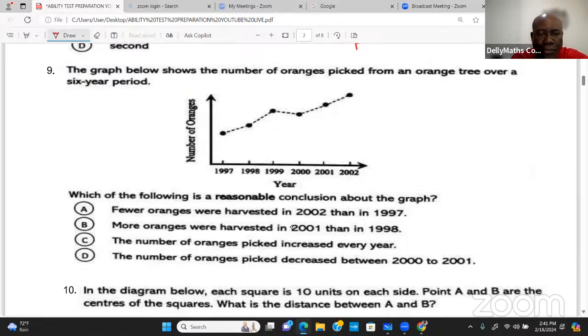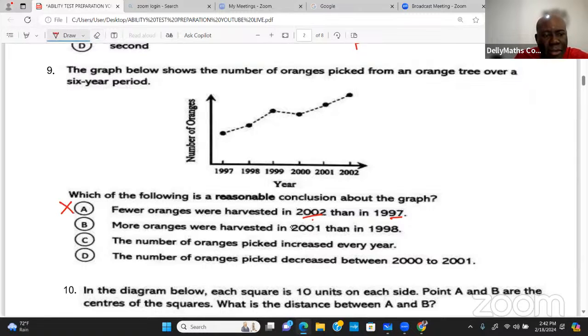So let us see what the question is about. It says, which of the following is a reasonable conclusion about the graph? Reasonable conclusion. So which one of these scenarios seems like it makes sense? A says fewer oranges were harvested in 2002 than 1997. That's a lie, right? We can see this is incorrect because 2002 would be taller than 1997. So A is definitely not the answer.